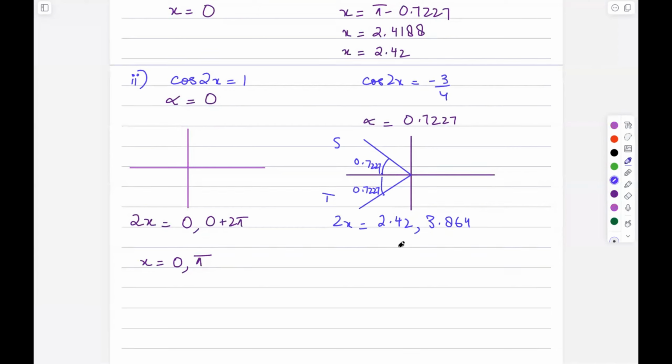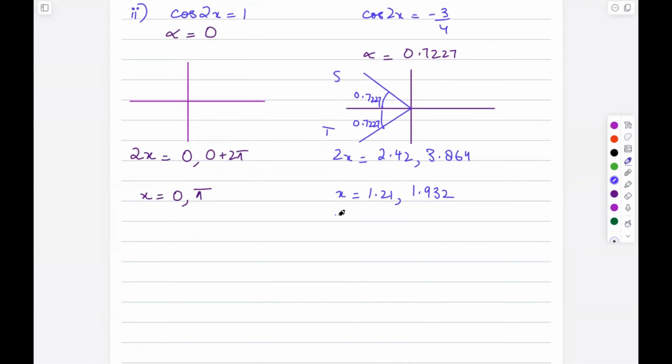And now as it is 2x, we can add 2 pi to both of these answers, but when we divide by 2, the answer will be above pi. So we'll just leave it to these two values. Now dividing both of them by 2, 2.42 divided by 2 becomes 1.21, and 3.864 divided by 2 equals 1.932. Now, as we have to give our answers to three significant figures, the final answer will be x equals 1.21 and the second answer will be 1.93.